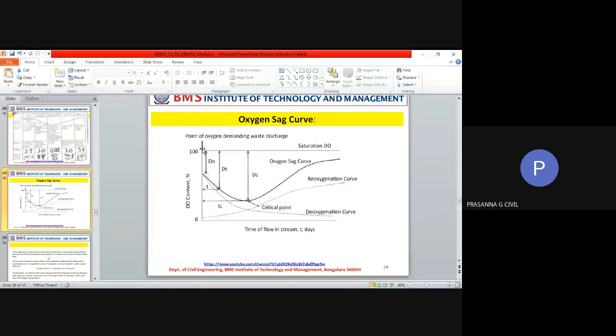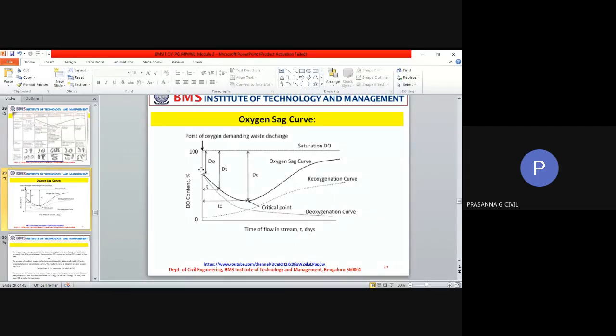Don't make the mistake of putting your initial DO from the zero origin point. It cannot happen because initial DO will never be the saturation DO. So that's something you should be very careful about when you draw the graph. Suppose you had about 8 milligram per liter. I'm telling this for the temperature of the water at that time: saturation DO is 12 milligram per liter and your initial DO is around 8.